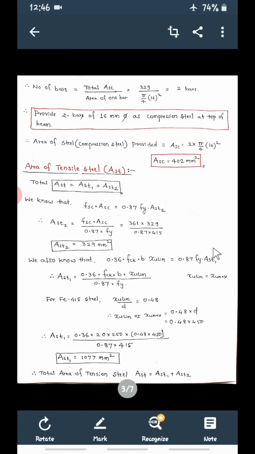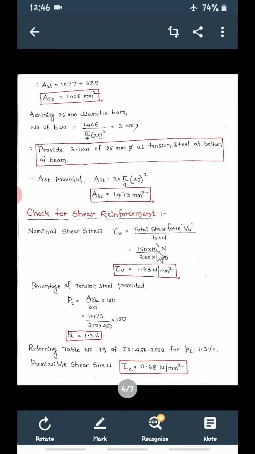Okay, multiply by 1000, it will become Newton. So 150 into 1000 becomes Newton, divided by B into D, 250 mm, 450 mm. So nominal shear stress tau V comes as 1.33 Newton per mm square. Okay, this is nominal shear stress. Now you have to calculate permissible shear stress.